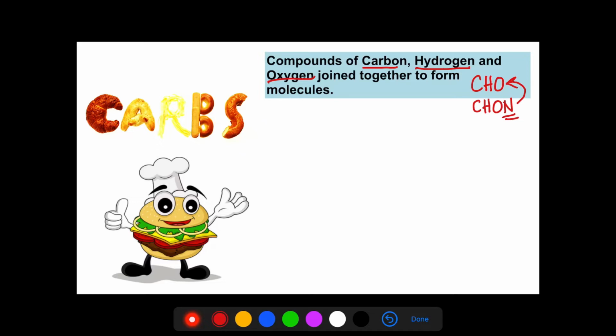And another thing, in carbohydrates, you have to take note that we have 2 molecules of hydrogen and 1 molecule of oxygen, just like water. Just like in the case of glucose, we have C6, H12, and O6. So you will have a clue that it is a carbohydrate because the concentration of hydrogen is twice as much as that of the carbon molecules.